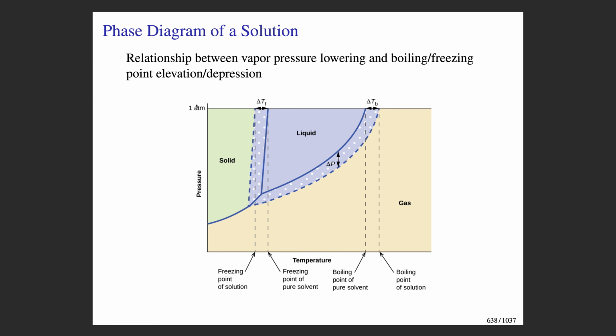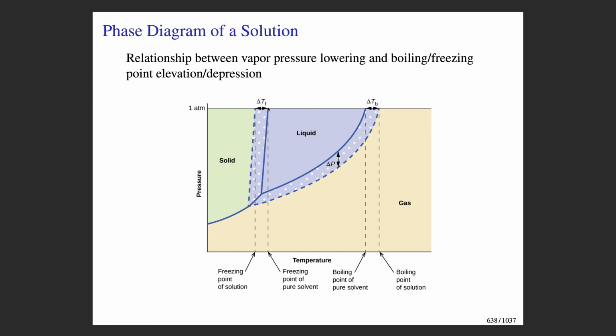And so I forgot to mention, let's take a look at this horizontal line. This is 1 atmosphere pressure. At 1 atmosphere, this point right here represents the boiling point temperature of the pure solvent. Now, when you make a solution and the vapor pressure drops, you see that the intersection between 1 atmosphere and the new coexistence curve occurs at a higher temperature, corresponding to a boiling point elevation.